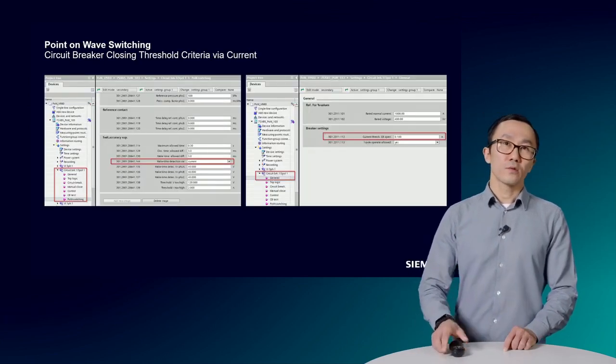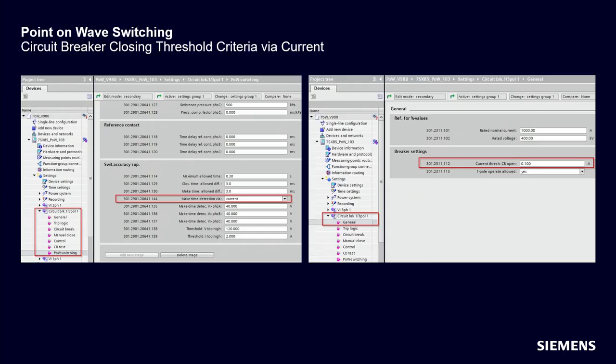If you are intending to define circuit breaker closing with current, then you should choose make time detection via current. The threshold can be entered under circuit breaker general parameter current threshold CB open. The measured time must also be over the threshold for at least 3 milliseconds for 50 Hz.